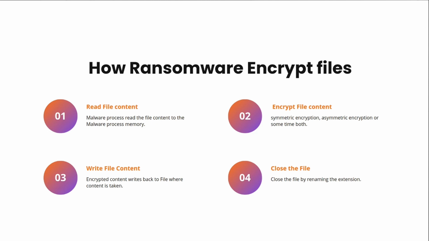First, it will read the file. Once it has read the file, it will try to encrypt it. After the encryption happens, it will rewrite the file with the encrypted content. Once the content is rewritten, it will close the handle and change the extension of the file.